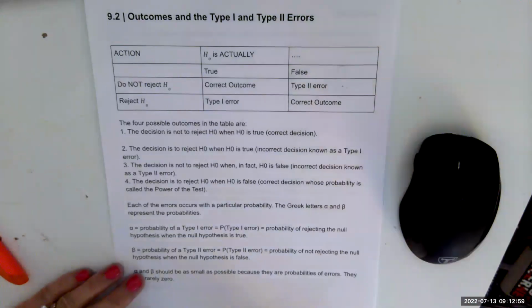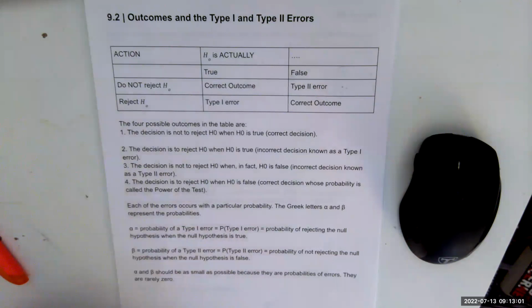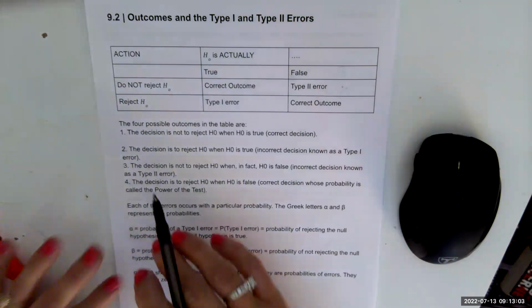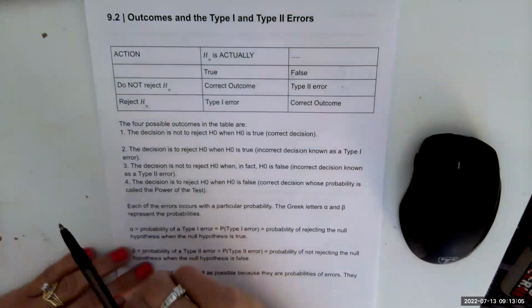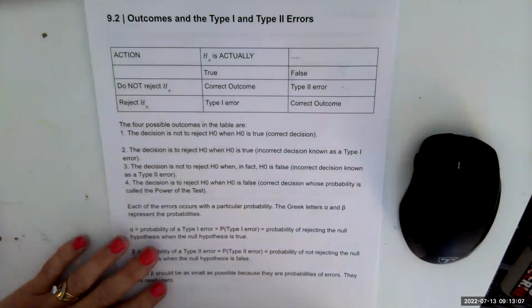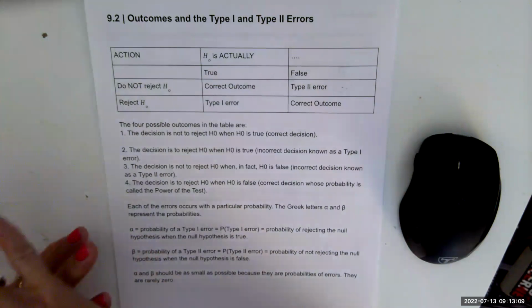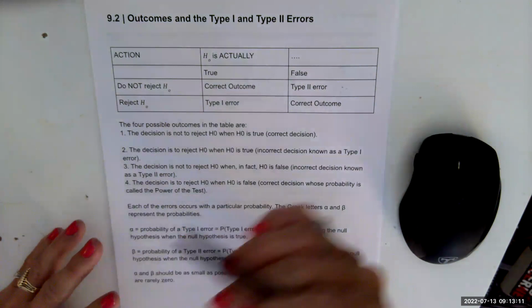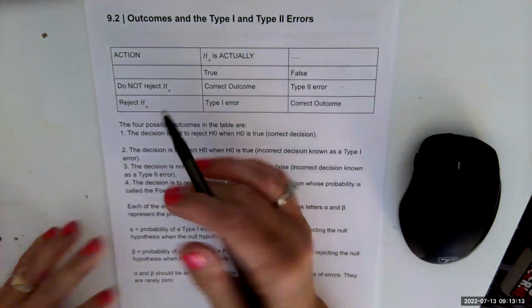Welcome back for lesson 9.2. We're still building on some concepts of hypothesis testing. And when we make a hypothesis, there's a couple different outcomes that could happen, and some of them are called errors and some of them are called a correct decision.